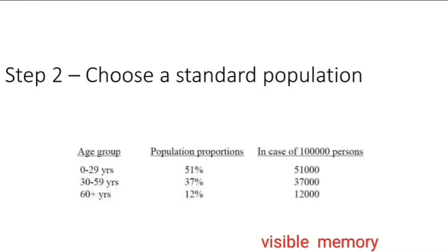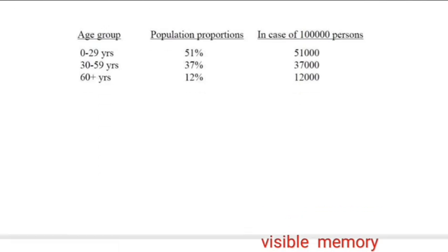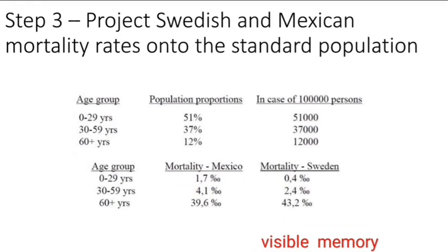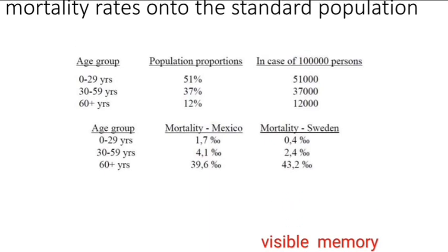When we choose a standard population in different age categories, in the first category there are 51% people. In the case of 1 lakh persons, in the first category there will be 51,000, in the second category 37,000, and in the third category 12,000 people. Now the next step is to project the Swedish and Mexican mortality rates onto the standard population. We suppose that both countries do not have their original number of people, but the number of people present in the standard population, and we project the mortality rate of both countries onto the standard population and find the number of deaths.